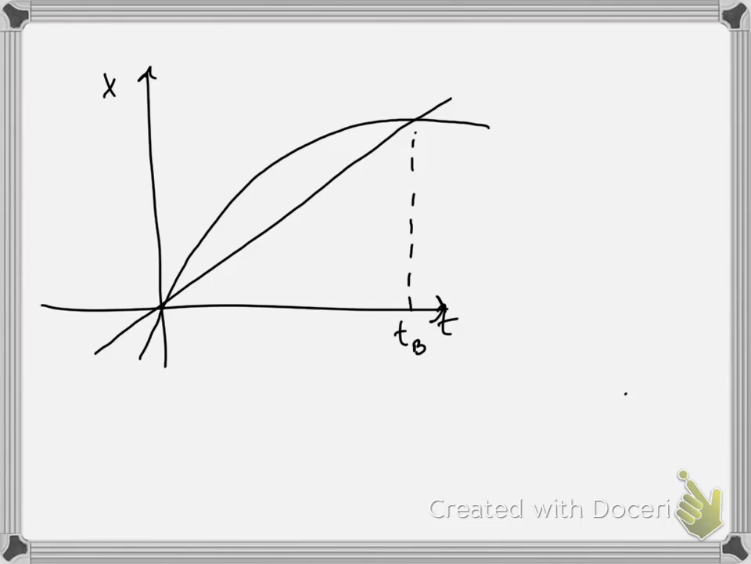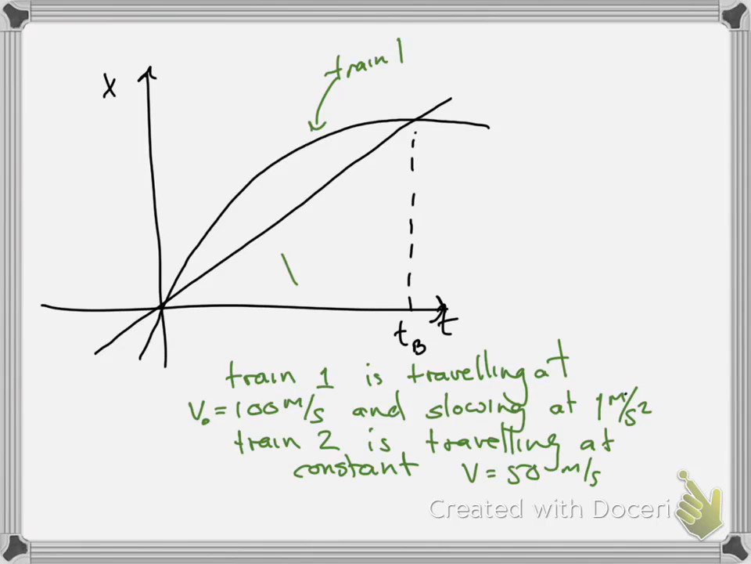I want to do this problem numerically. So I've defined my two trains. Train 1 is traveling at an initial velocity of 100 meters per second and slowing at 1 meter per second squared. All right, that's a little fast, but trains can go that fast. Train 2 is traveling at a constant 50 meters per second.